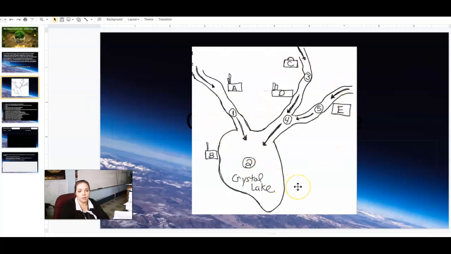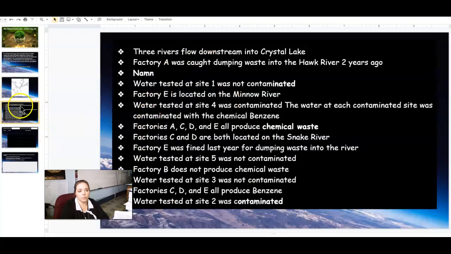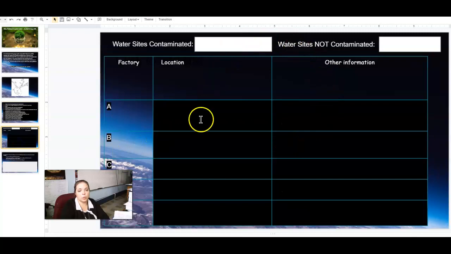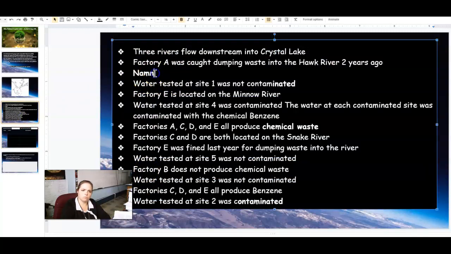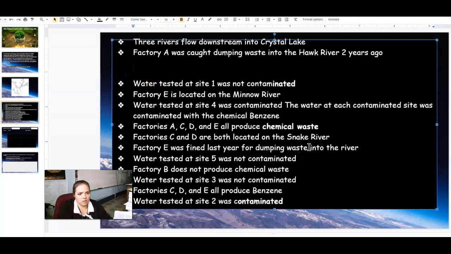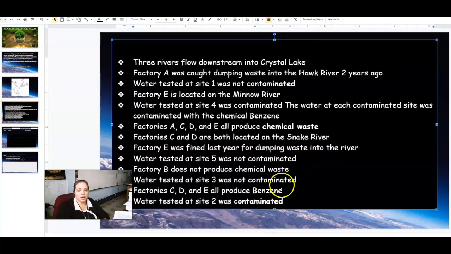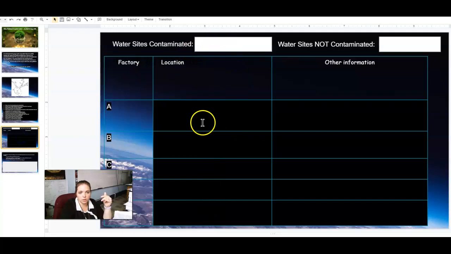So here's a picture of the lake where you have factory A, B, C, D, and E. You have the different rivers and then Crystal Lake. Here's your information, which you will use to put into these sites. Don't forget right here, I would suggest putting the sites that were contaminated and the sites that were not contaminated, so you can eliminate some of the things from here. Delete that, which is really weird that it was there. All right. So that's one thing you can get rid of, like not have to write into these parts.